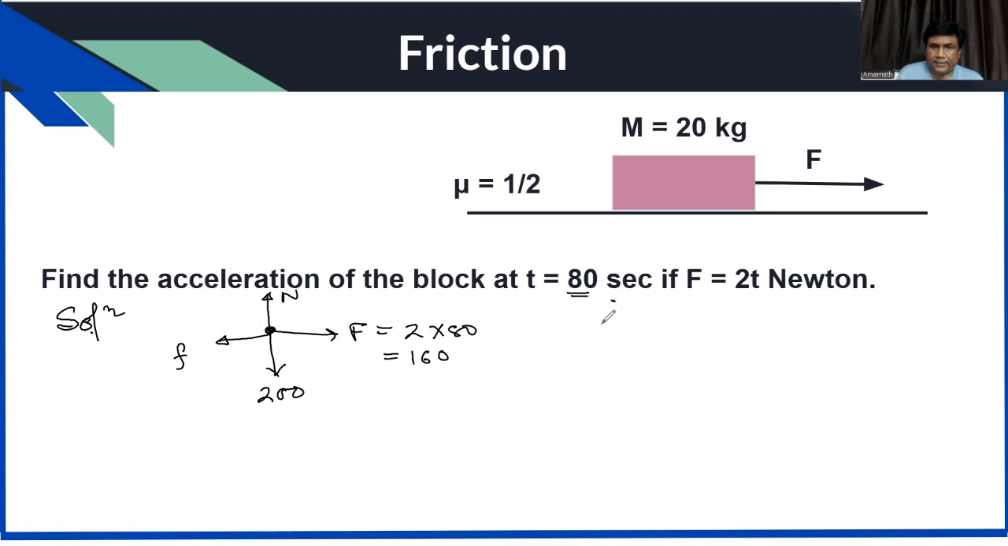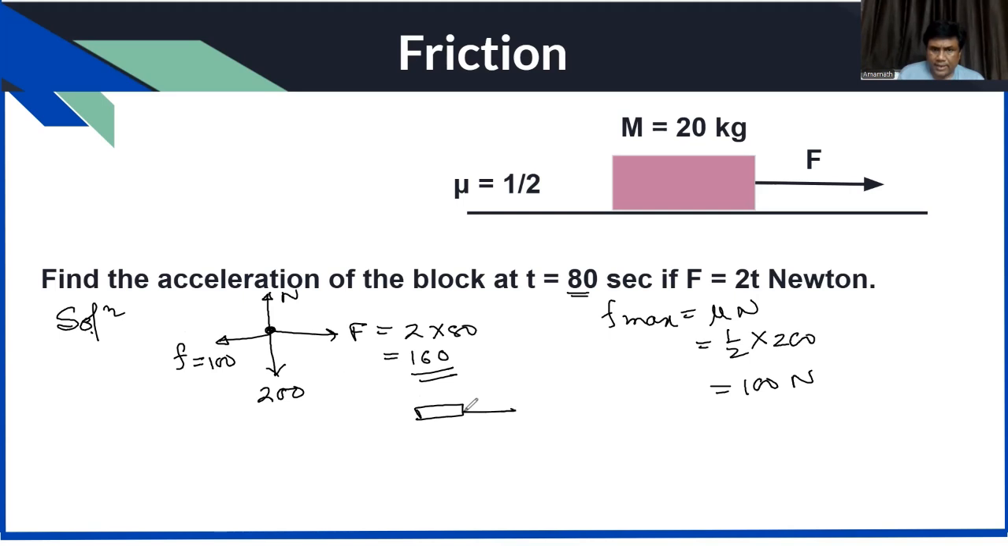So first calculate F max. F max is equal to mu into N. Mu is 1 upon 2 and N is 200 only. So it is 100 Newton. So friction is 100 Newton, because the applied force is more than friction. Now on the horizontal direction, the rightward force is 160, which is more than 100. So obviously the object will slide, which means it starts accelerating. From Newton's second law, we already understood that the sum of all the forces equals mass into acceleration.